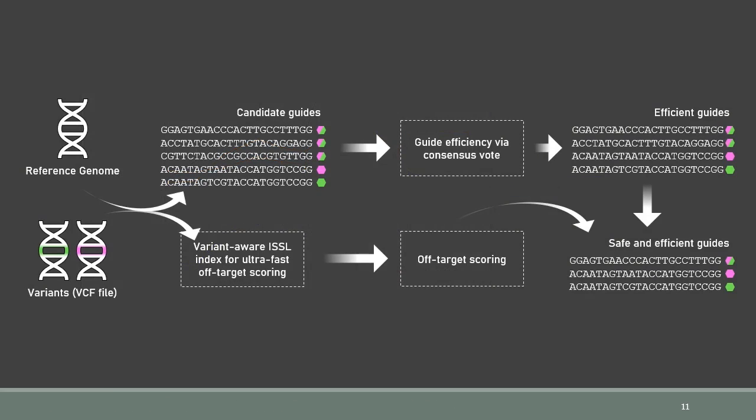Now that we know that Crackling is very precise due to the consensus vote and very fast due to ISSL, we can start designing whole genome allele-specific maps for CRISPR-Cas9 genome editing. We do this by taking the reference genome and a file that describes allele-specific differences. Using this data, we identify and extract candidate guides. Then, using the consensus vote and off-target scoring, we assess those candidate guides and select only those that we believe to be safe and efficient.